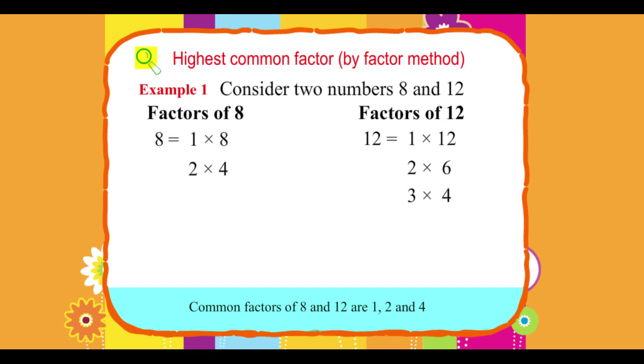Common factors of 8 and 12 are 1, 2, and 4. The highest common factor of 8 and 12 is 4. Thus, HCF equals 4.